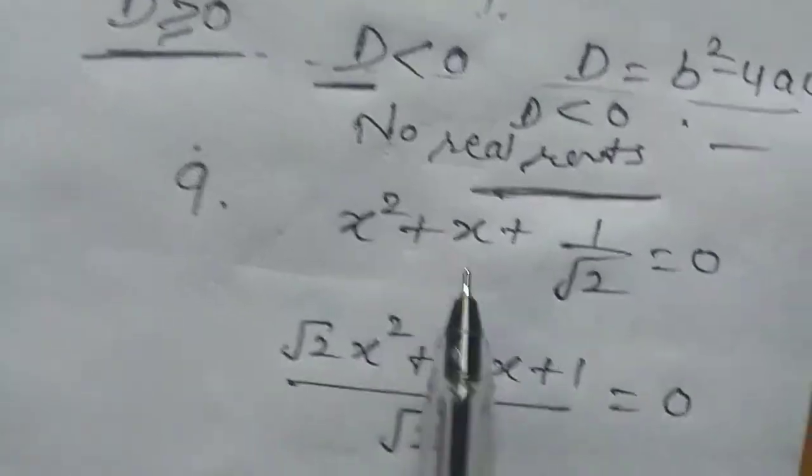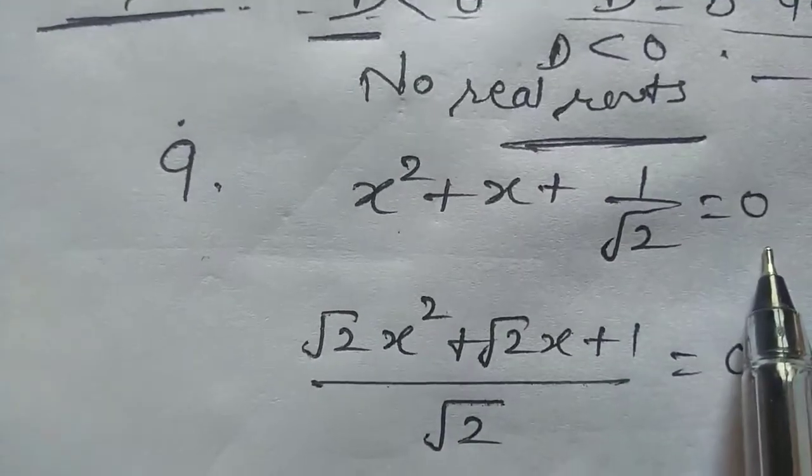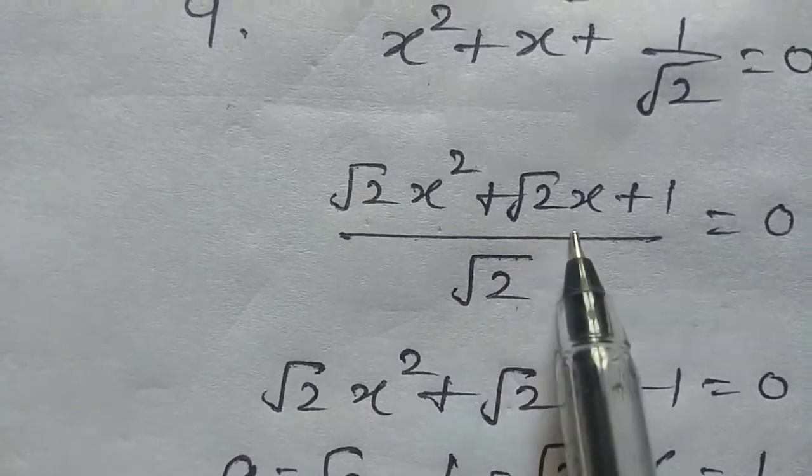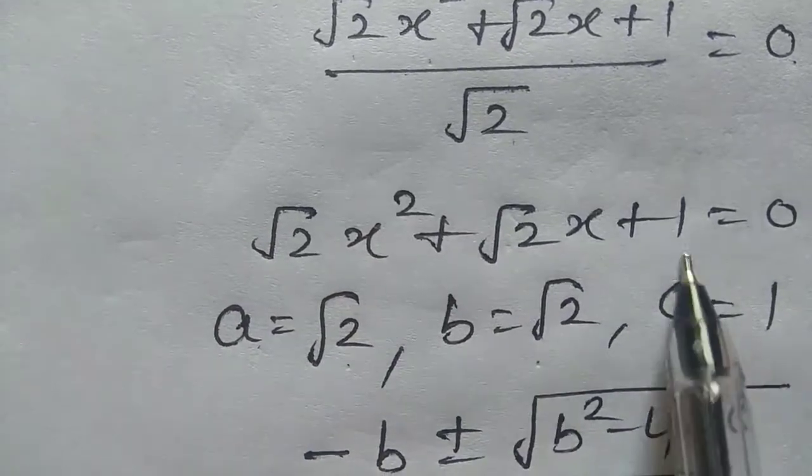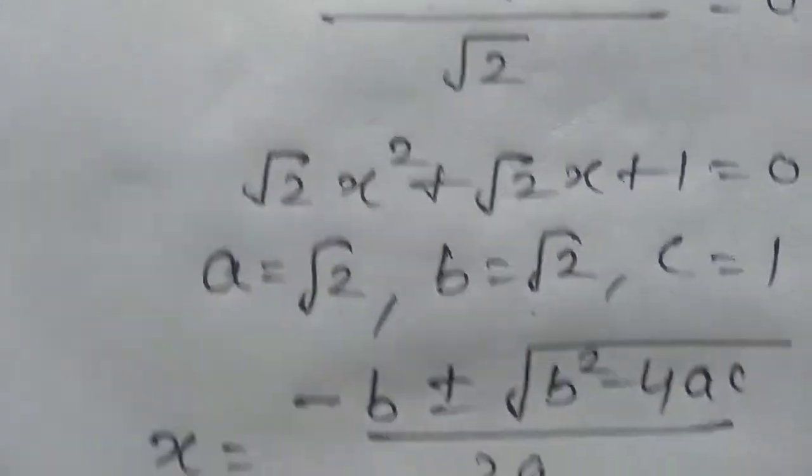Now come to question number 9. x square plus x plus 1 by root 2 is equal to 0. After taking the LCM, we will get root 2 x square plus root 2 x plus 1 is equal to 0. So what is a here? Root 2. What is b here? Root 2. What is c here? 1. So what will be x?